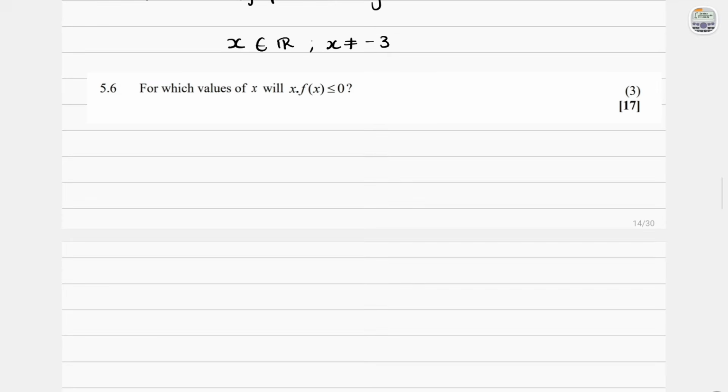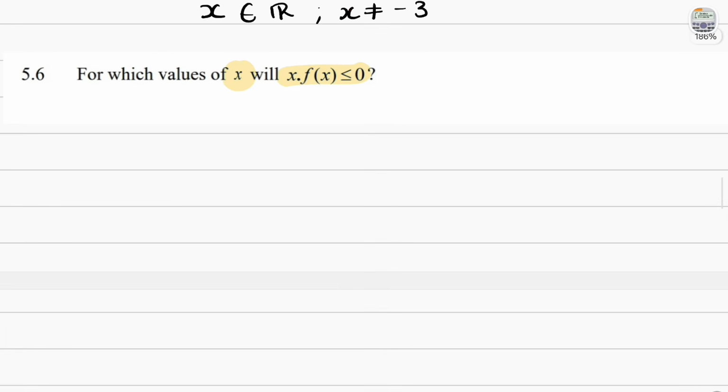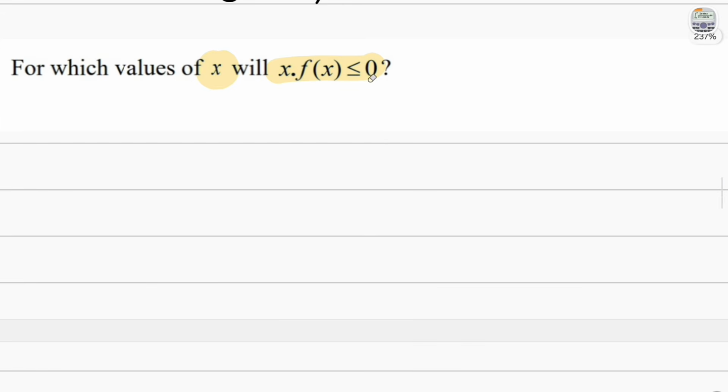The next question, 5.3, says, for which values of x will x multiplied by f of x be less than or equal to 0? Okay, so x will be all the x values and then f of x is the y values. So you're looking for this combination. When you multiply them, they give you a value less than or equal to 0. For them to give you a value equal to 0, either one of them can be equal to 0 and then it would work out. So keep that in mind. If you ever see x is equal to 0 or y is equal to 0, we will consider those ones as well. So we have x multiplied by f of x.